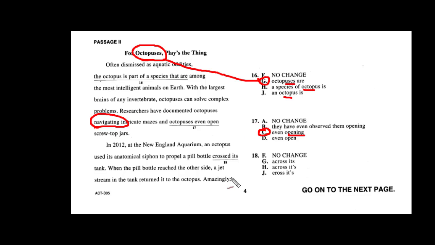Problem number 18, we're dealing with what's called the ITS rule. It's, first of all, IT apostrophe S, that means it is. So for both of these answer choices, we're going to go ahead and read it and see if it sounds right. It says it's anatomically siphoned, propels, a pill bottle, crossed, it is tank. Okay, right away, both of those can be out. It's not, it is. All right, then it's either across its tank or crossed its tank. Just use your ears, plug them in, see which one sounds the best. It's going to be across. 18, get rid of these. It's ITS, it's rule 18G.